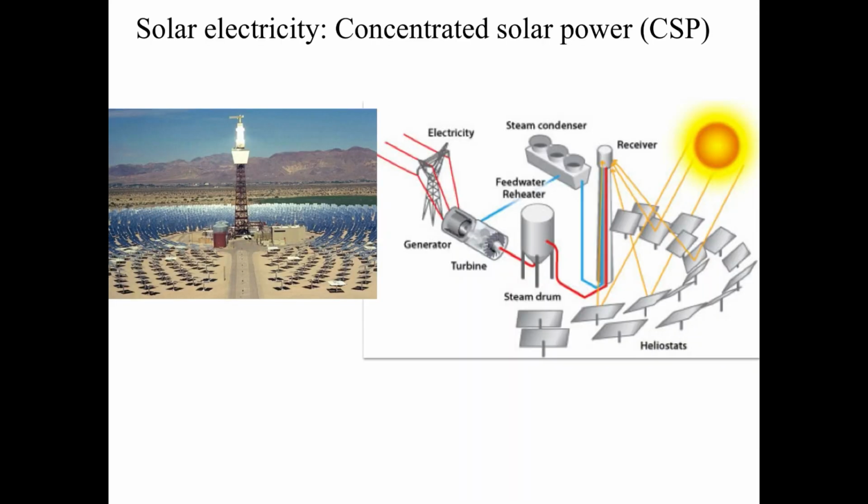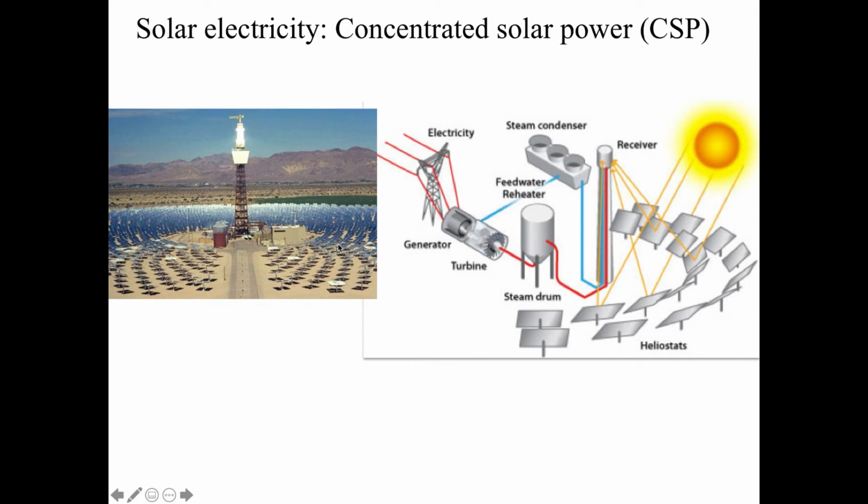There's a second type of technology that allows us to capture incoming solar radiation and convert that to electricity. And this is not using photovoltaic solar. This is something called concentrated solar power. And when you look at the photograph here on the left side of your screen, you see a tower in the center, and all of these, what look like solar panels, are in fact mirrors.